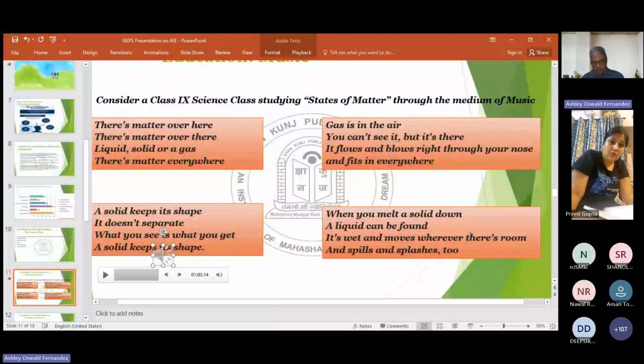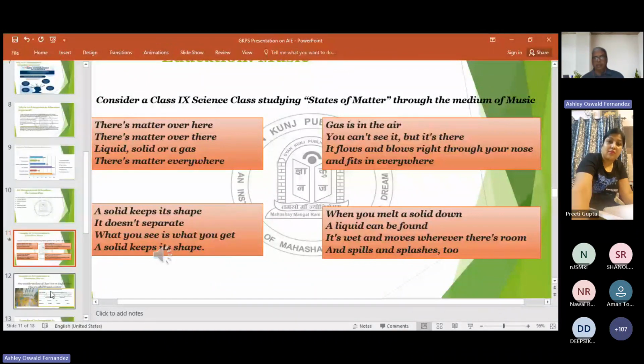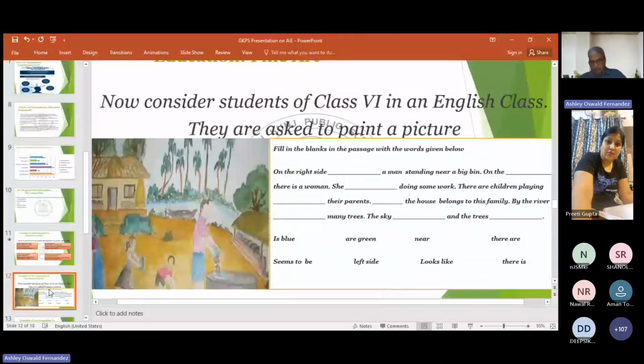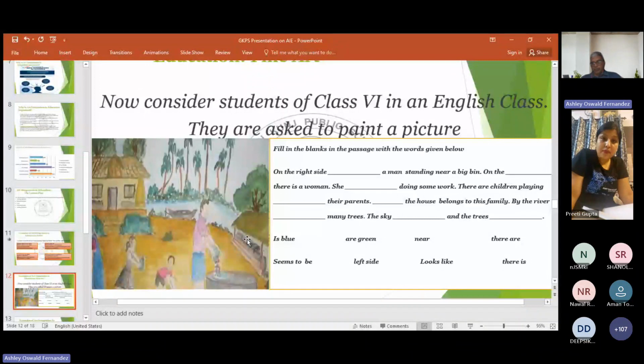I'm not really a singer, but I've tried to get the message across for those who could not hear the audio. So this is basically one form of art integration into a science class. Now, this is something that I was wanting you all to understand. A simple class where you have a distracted child, just ask the class to paint a picture of this kind.